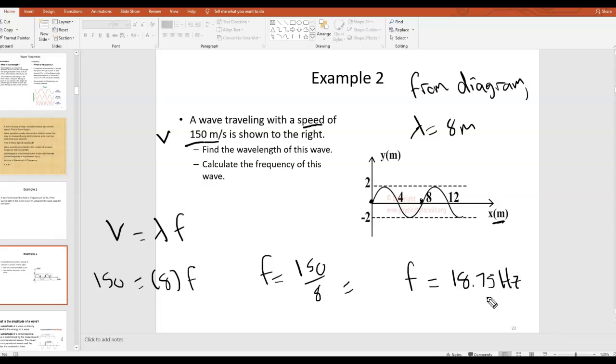Okay, so that's a problem where you not only have to use a wave equation, but you also have to understand the diagram that you're looking at. This is, of course, a transverse wave based off of what it looks like visually. So pause it here if you need to. We have the two answers for example 2 right here.